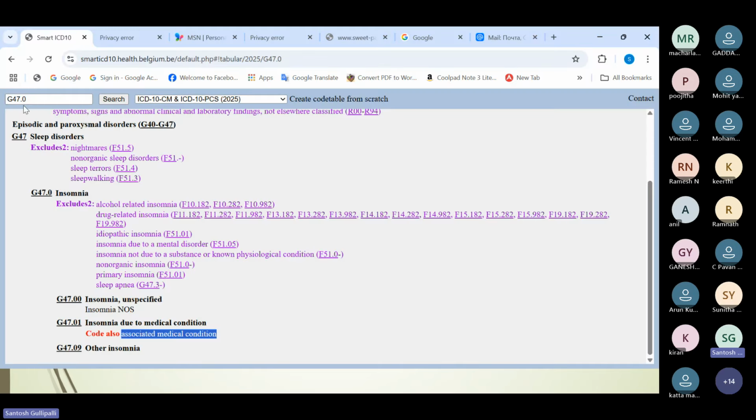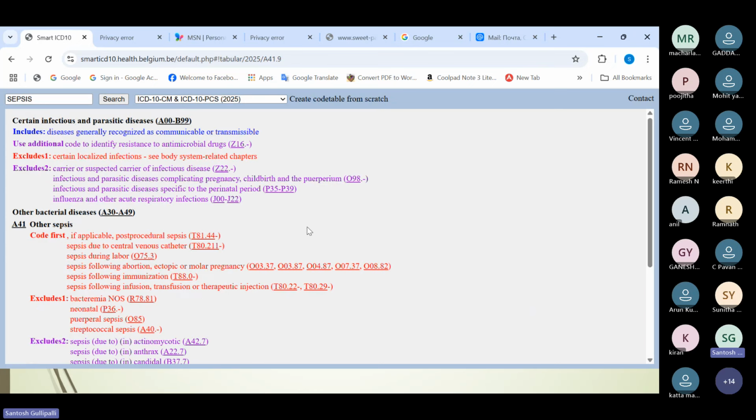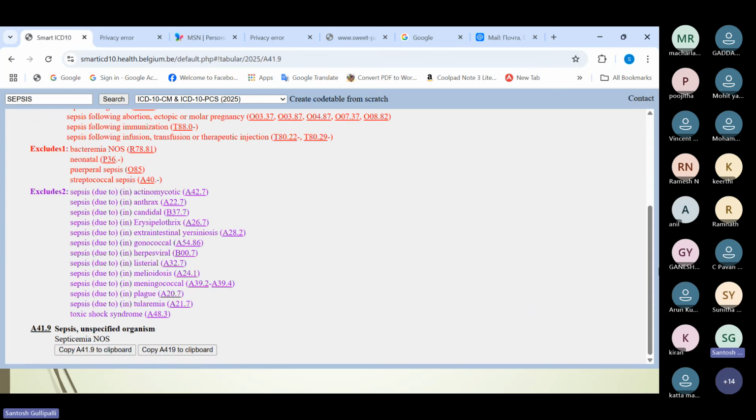For example, sepsis is documented. That time the sepsis code is A41.9. Under A41.9, septicemia, NOS. The NOS means not otherwise specified. Not otherwise specified means unspecified. What is meant by not otherwise specified is unspecified.